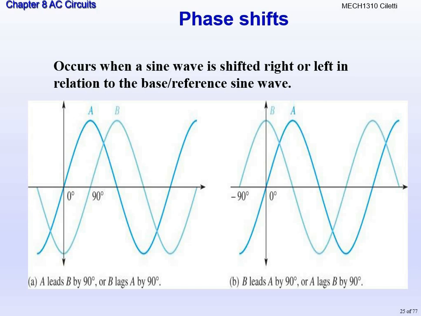What we have right here on the right-hand side, signal A is a sine wave, signal B is a cosine wave, okay? But if they were both sine waves, which they still can be, we are saying that signal B leads signal A by 90 degrees, or we could say that signal A lags signal B by 90 degrees. Why is this important?